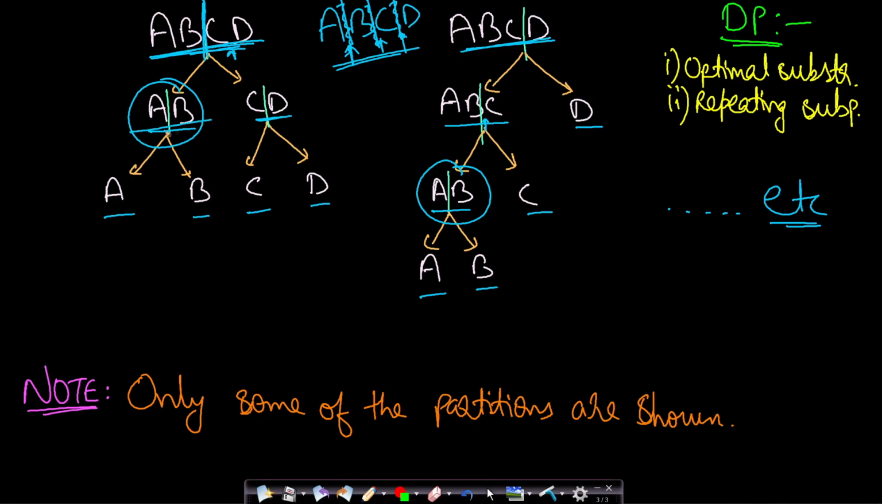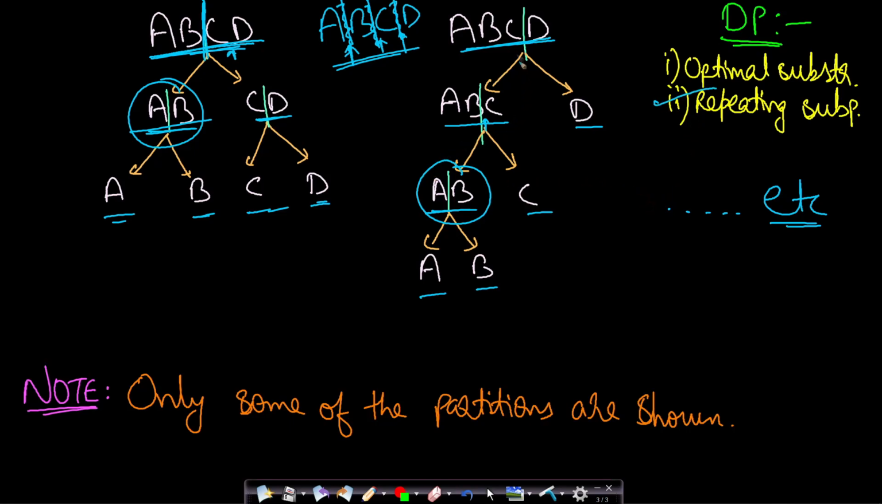Now this AB problem is repeating. This subproblem is repeating here, and these leaf nodes will always be repeating. I have not shown the complete partitions, but if you draw it completely, you will find many repeating subproblems. So this is just to give you an idea about the repeating subproblems.